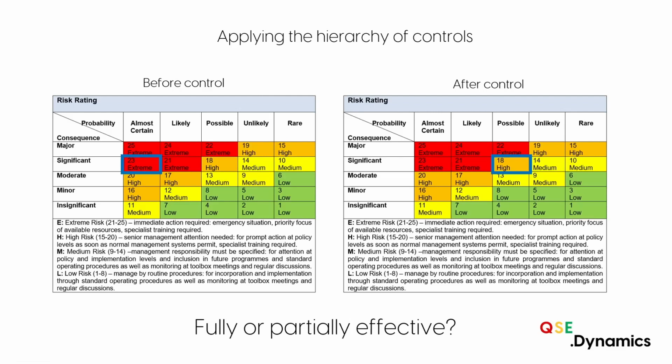Let's run another scenario. So let's say in this case, we have gone from a 23 extreme, and instead of going to another extreme, we're now at an 18 high. So we have seen a reduction, but we need to not just say, well, okay, it's been reduced, therefore it has been effective. We have to consider, well, is this fully or partially effective?